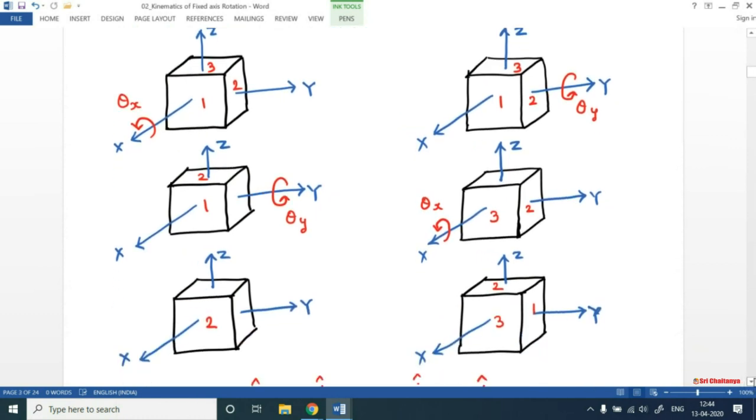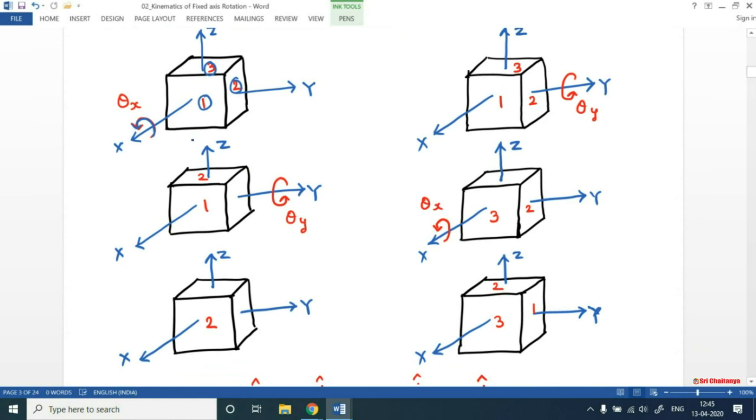Let's say we have a cube, and these are the x, y, and z axes, and this cube has several numbers on its faces. Let's say this is 1, this is 2, and this is 3. Now imagine we rotate this cube about the x-axis, with angular displacement theta x, by 90 degrees. So what will the orientation look like?